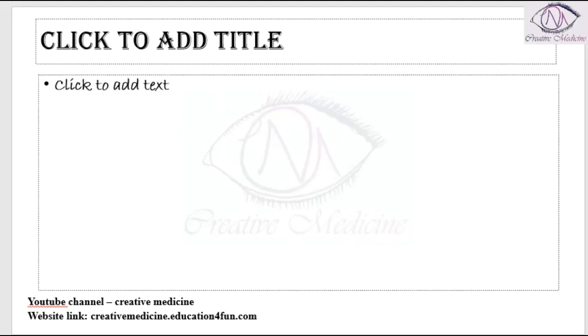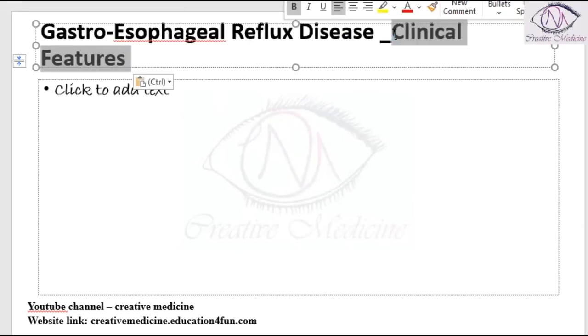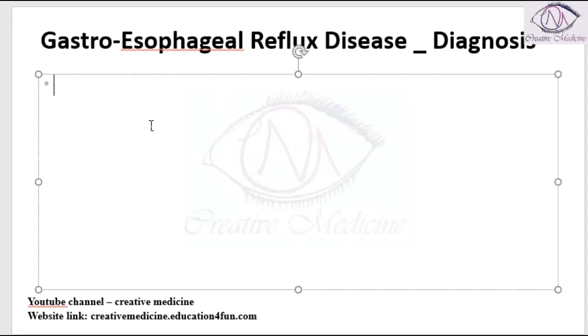What is the diagnosis? So, gastroesophageal reflux disease, we should see the diagnosis of gastroesophageal reflux disease. In the diagnosis, we can do endoscopy, and by doing an endoscopy, you can exclude other diseases. Especially, tumors can be excluded with the help of the endoscopy.